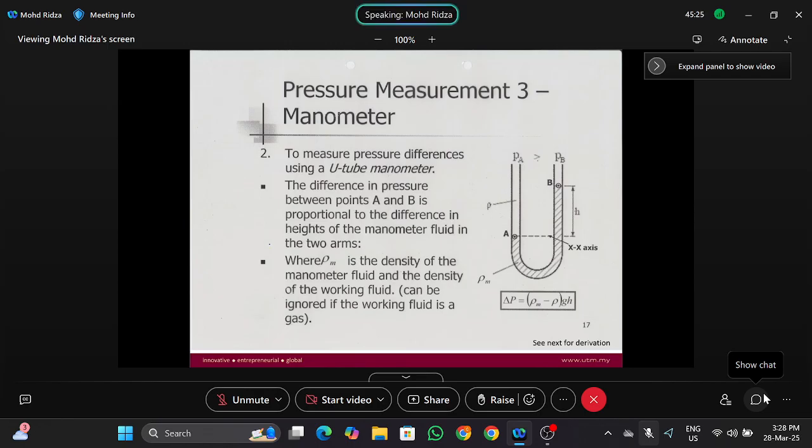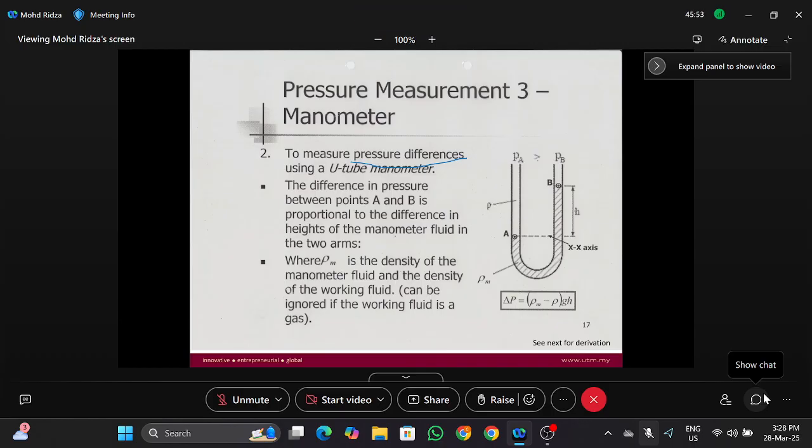So this is the same concept again, but this is the manometer now. Pressure measurement number 3, manometer. Also, when you have two tubes, you can only measure the pressure difference, meaning the difference between the pressure at point 1 and point 2, or point A and point B. You can't really get what pressure 1 is or what pressure 2 is.